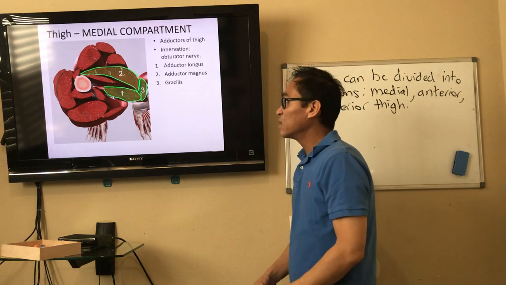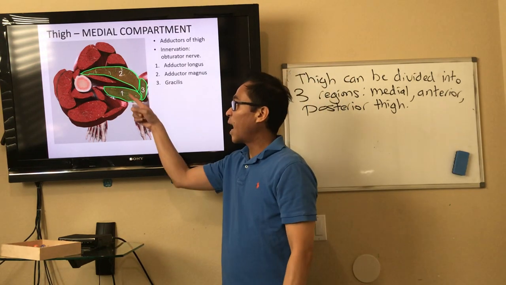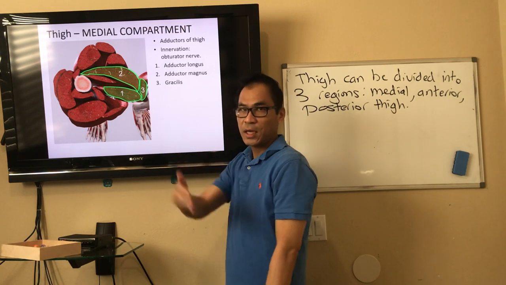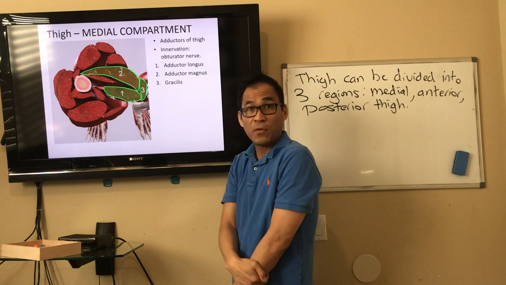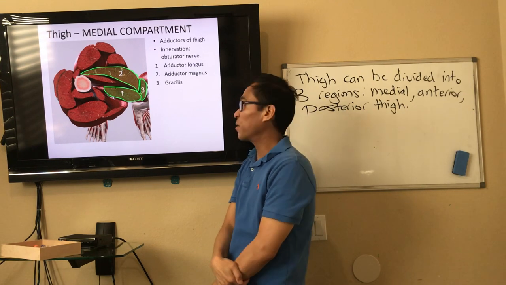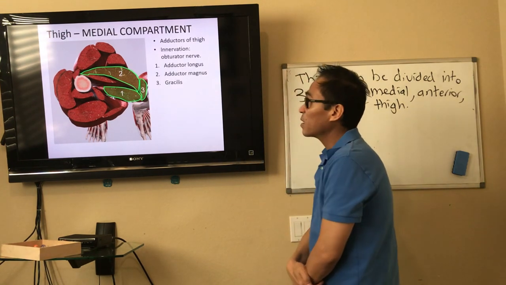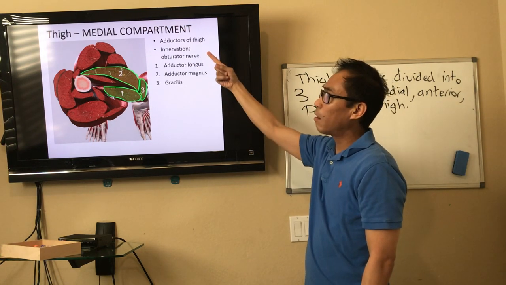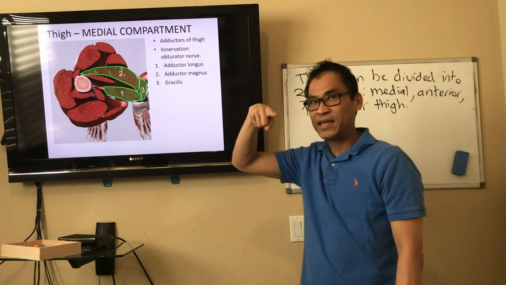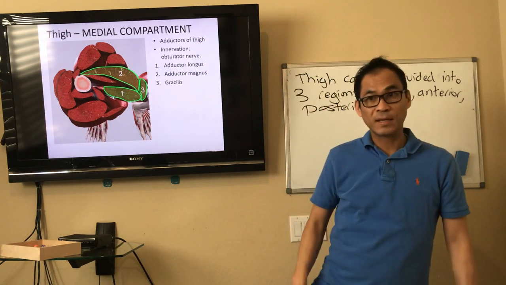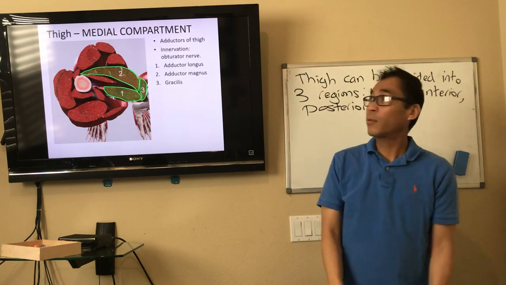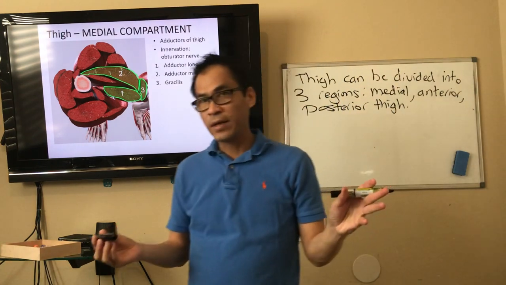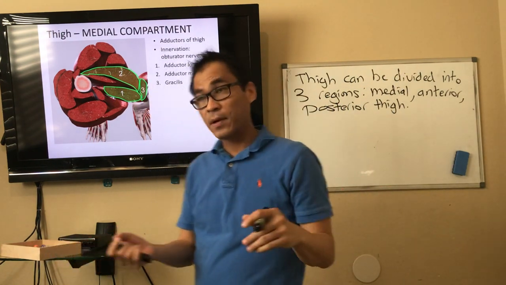So what I did was, in the cross-sectional view, I highlighted three muscles. You should be able to identify muscles in cross-section as well as how we normally view them, anteriorly or posteriorly. As a compartment, the medial compartment muscles are pretty much all adductors of the thigh. If your thigh is out, it can move it in, in the frontal plane. The innervation for this region is exclusively the obturator nerve.